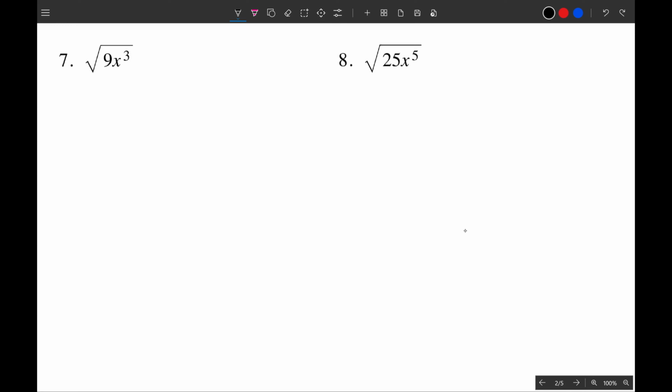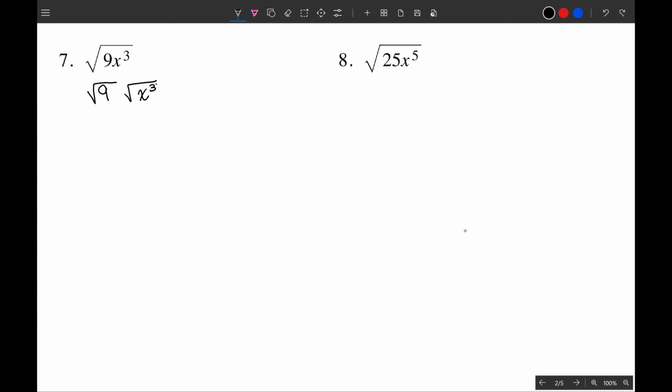All right, now we're going to add in some variables. So when you do this, I want you to take and separate the coefficient from the variable. So move the number and the variable. So we're going to multiply those separate, and we're going to think about them separate. So 9 is a perfect square. I don't need to do a factor tree for 9 because it's a perfect square.